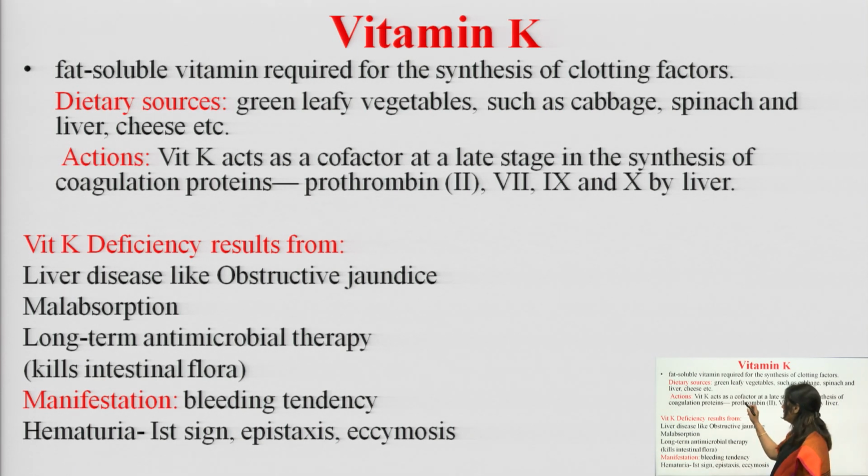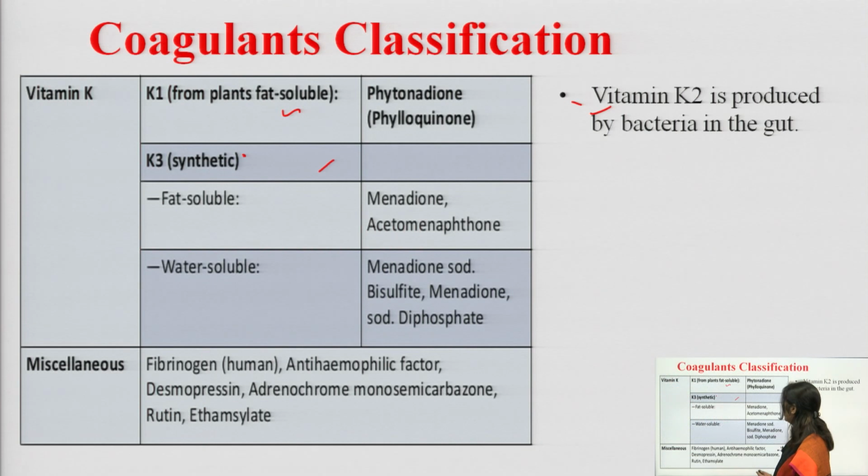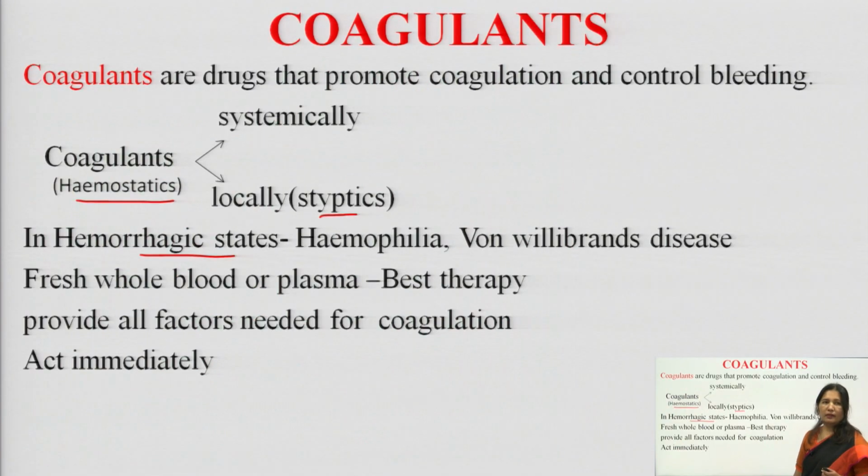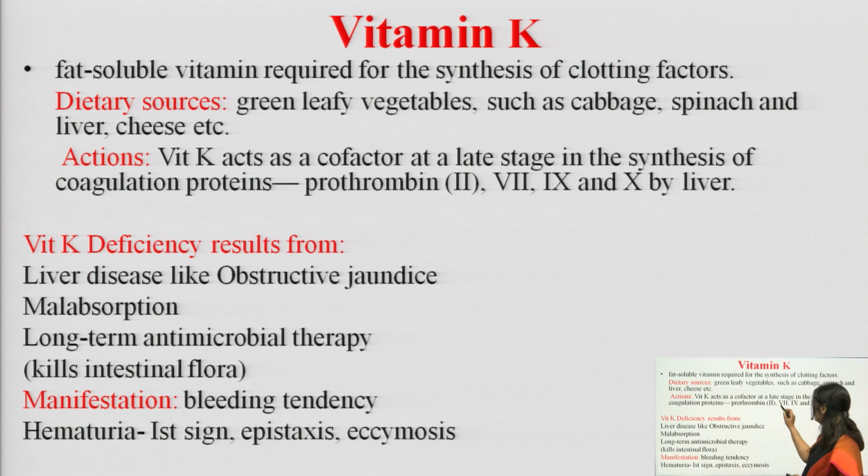Action: vitamin K acts as a cofactor at a late stage in the synthesis of coagulation proteins, prothrombin and factors 7, 9 and 10, by the liver. So, here we can see that vitamin K helps in the synthesis of factor 7, factor 9, factor 10 and factor 2, that is prothrombin. So, these 4 factors are synthesized with the help of vitamin K in the liver. So, 2, 7, 9 and 10 by the liver.